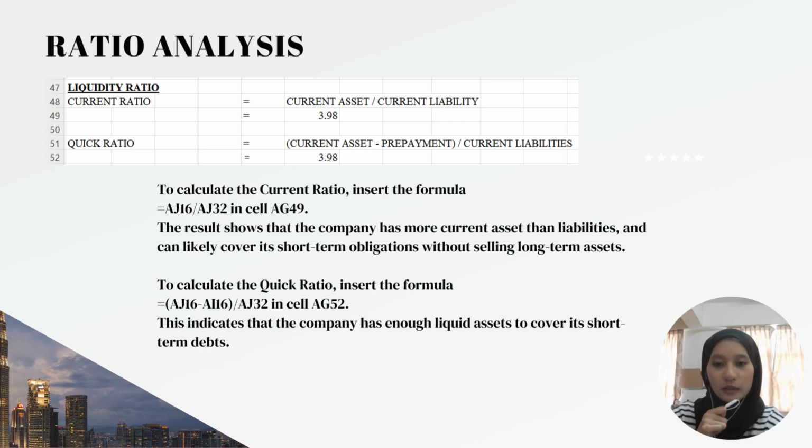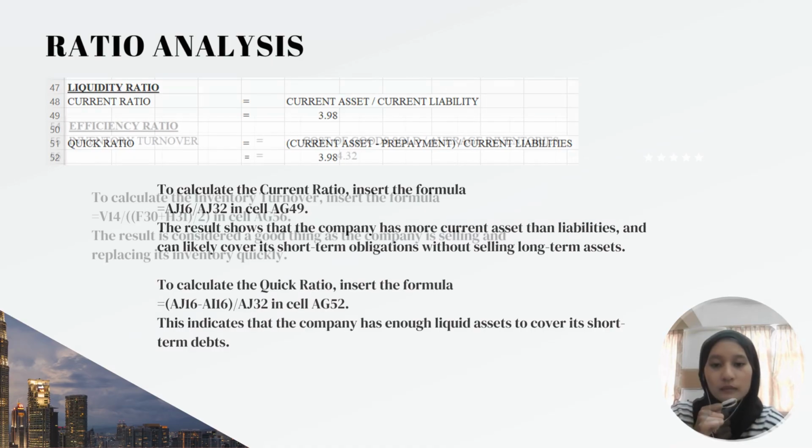To calculate the current ratio, insert the formula AG16 divided by AG32 in cell AG49. The result shows that the company has more current assets than liabilities and can likely cover its short-term obligations without selling long-term assets. To calculate the quick ratio, insert the formula equals AG16 minus AI16 divided by AG32 in cell AG52. This indicates that the company has enough liquid assets to cover its short-term debts.